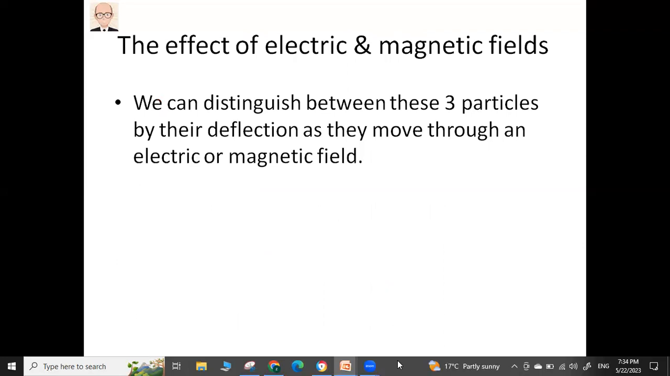Now let's see the effect of electric and magnetic fields on charges. So we can distinguish between these 3 types of radiation by their deflection as they move through an electric or magnetic field. We said alpha and beta particles will be deflected by electric and magnetic fields because these particles, alpha and beta, are positively and negatively charged. But gamma radiation is not going to be deflected by magnetic or electric field because it does not have any charge.